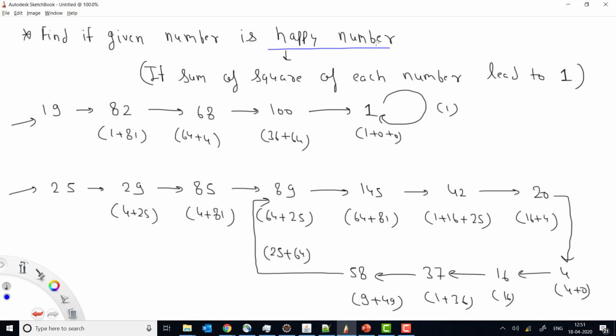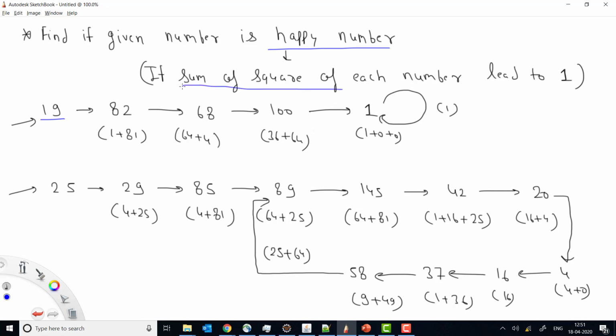So now if you see this example, we have 19. We want to check whether 19 is a happy number or not. What we are saying is the sum of the squares of each digit, right? So the square of 1 is 1, the square of 9 is 81, and now the sum. So what is the sum? The sum is 82.